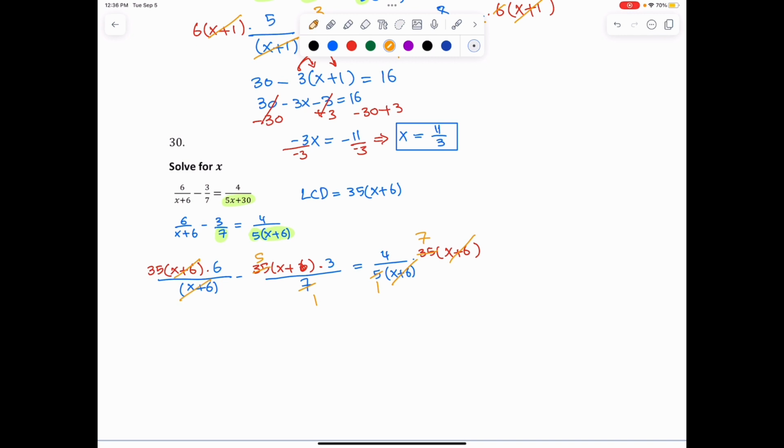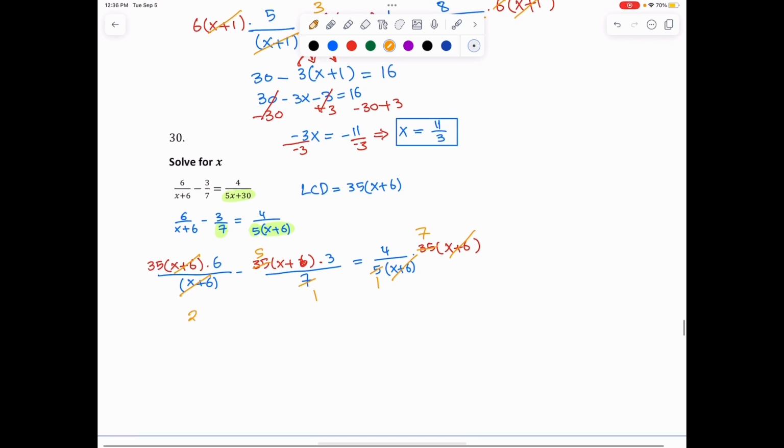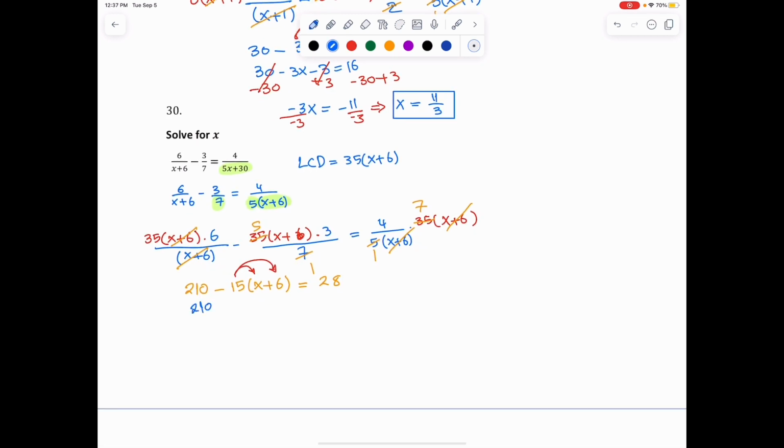And now we're going to multiply. 35 times 6 is 210, minus 5 times 3 times x plus 6, that is 15 times x plus 6 equals 4 times 7 is 28. Now we need to distribute the negative 15 inside. Remember to distribute the sign as well. So you have 210 minus 15x minus 90 equals 28.